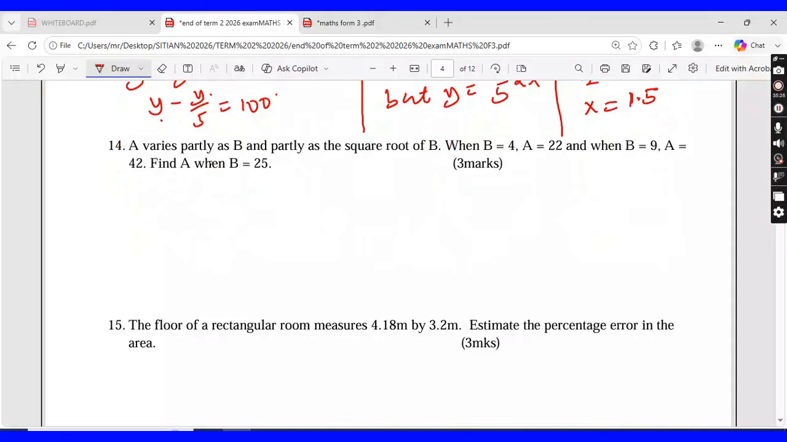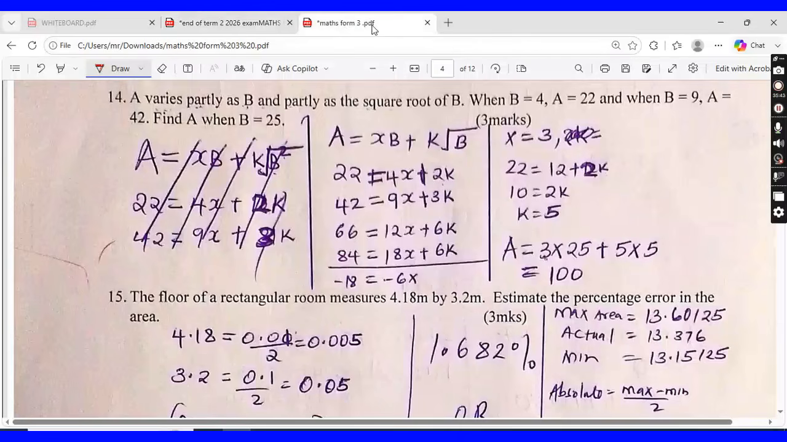A varies partly as b and partly as the square root of b. So this is partial variation. You need to know that this is a partial variation. Because a varies partly as b and partly as the square root of b, both of them must have their constants.